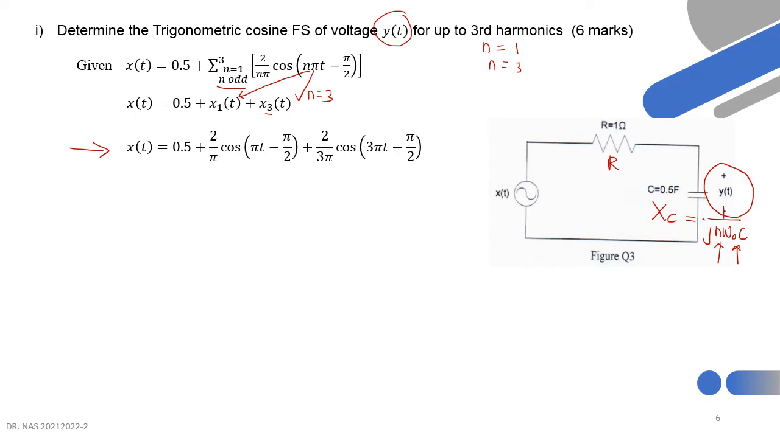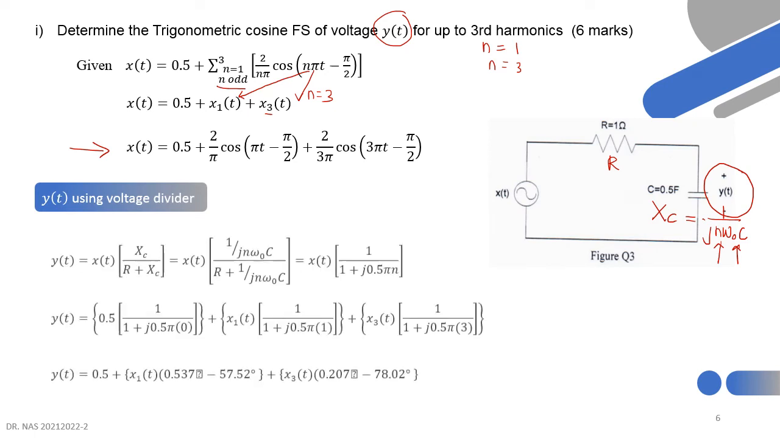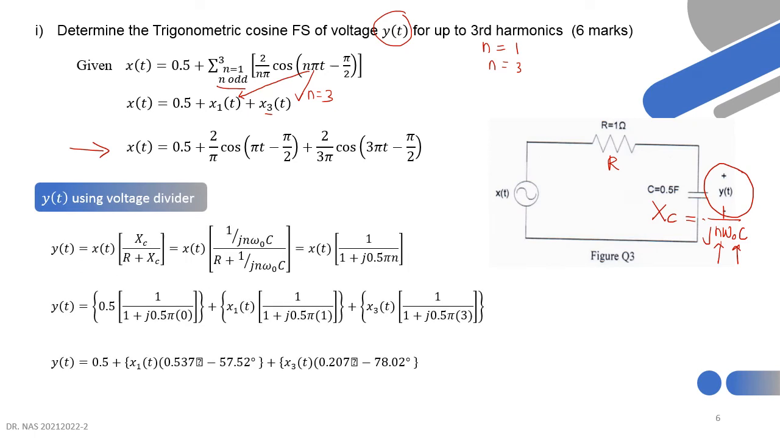Okay. So in order to get y(t), you need to use the voltage divider. So y(t) equals x(t) multiplied with XC divided by R plus XC. So the source multiplied with XC divided by R plus XC. And don't forget XC equals 1 over j n omega naught C.